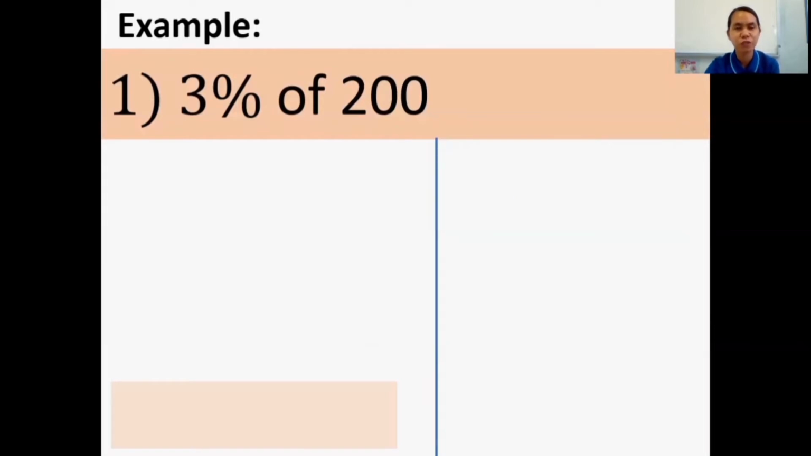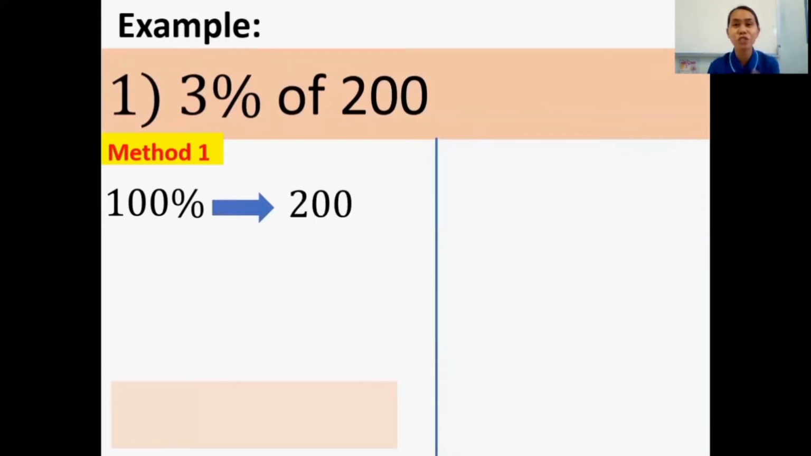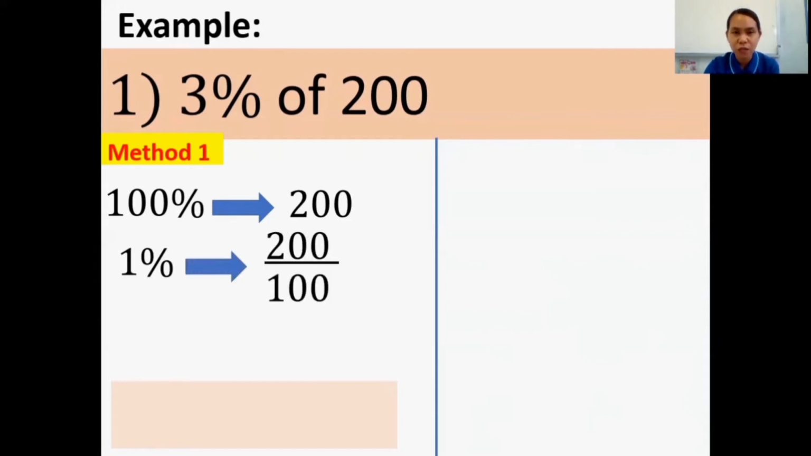3% of 200. There are two ways in finding the percentage of a quantity. I'll show you method one. We all know that 100% of 200 is equal to the exact 200. From here, we can say that 1% of 200 is equal to 200 over 100. 200 divided by 100 is equal to 2. So we know already that 1% of 200 is 2.